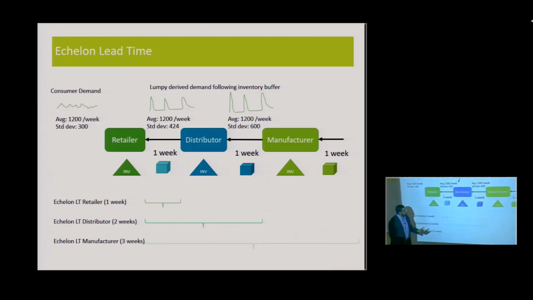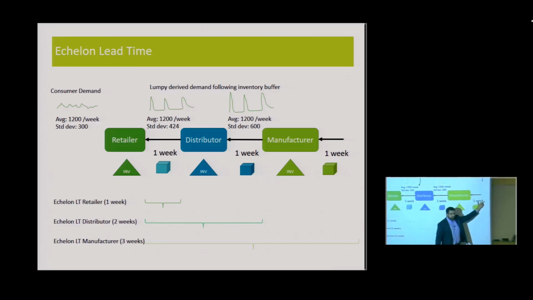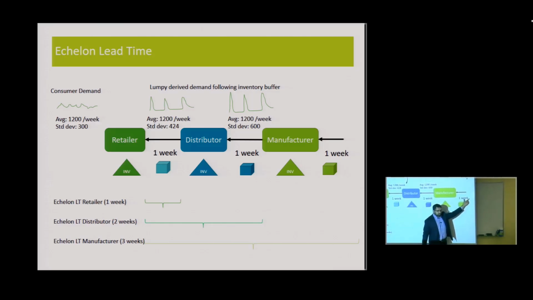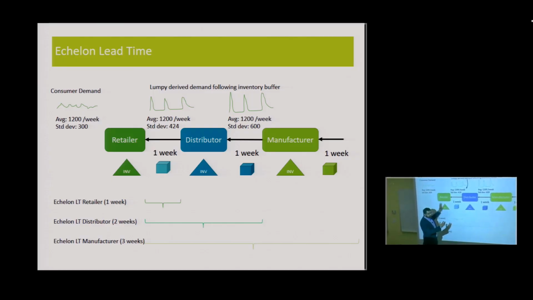For the manufacturer, we take all of the downstream lead time and then add the lead time the manufacturer has to get raw materials or whatever. Okay? So echelon lead time, as you go from retailer upstream, just keeps growing and growing and growing. Okay?